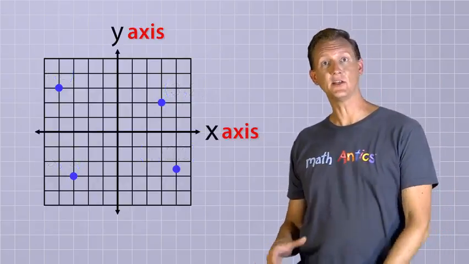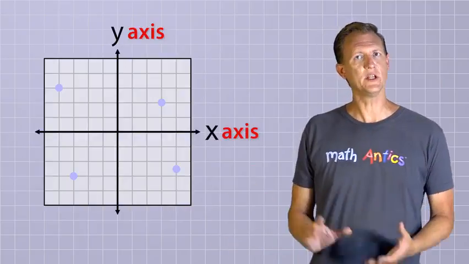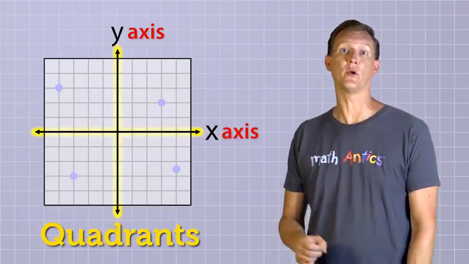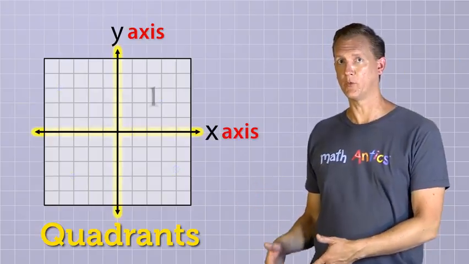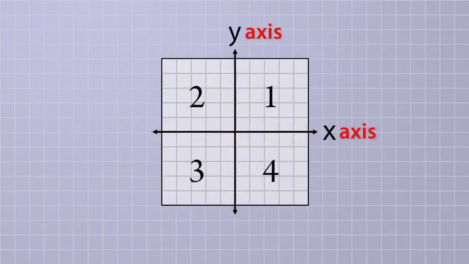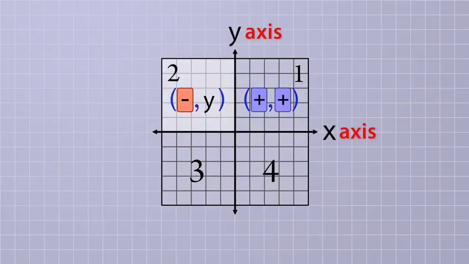And did you notice that each of these points is located in a different region of the coordinate plane? These 4 regions are called quadrants, and their boundaries are defined by the 2 axes of the coordinate plane. The quadrants are named 1 through 4, so we can easily refer to them in conversations if we need to. Quadrant 1 is the upper right quadrant, and it contains all of the points where both the x and y values are positive. Quadrant 2 is the upper left, and it contains all of the points that have a negative x value and a positive y value.